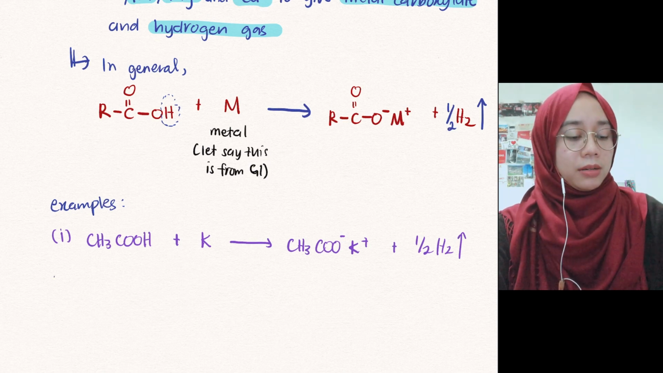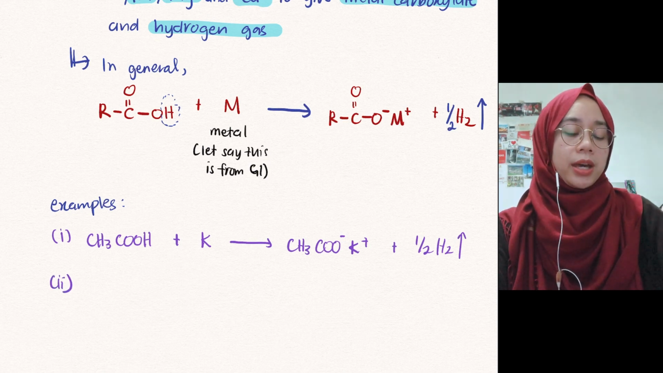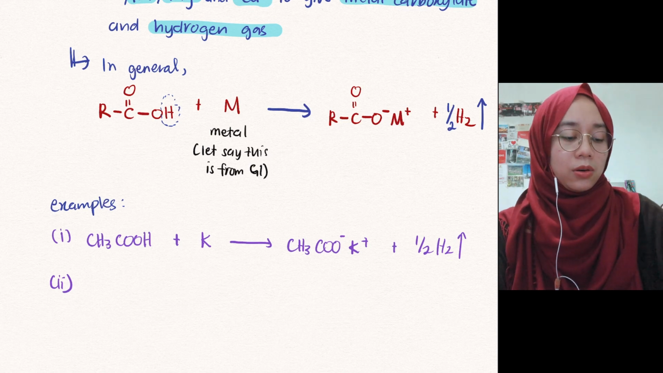Okay, so example 2 pula. So let's say we have a cyclopentane carboxylic acid.